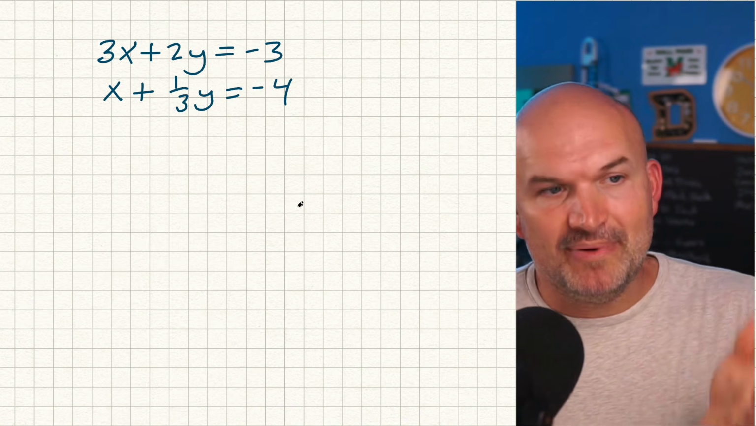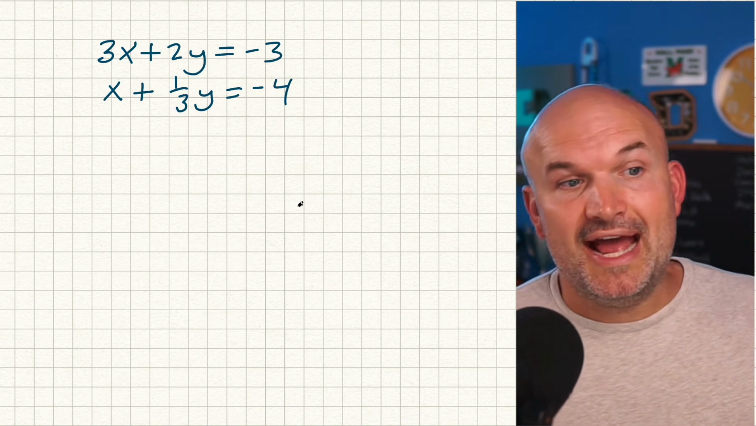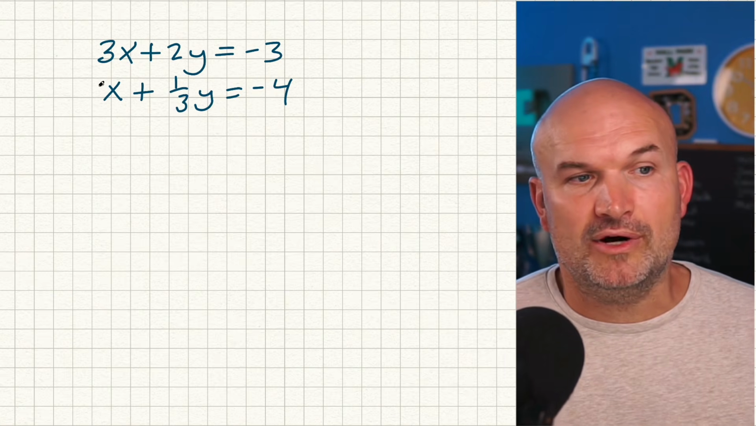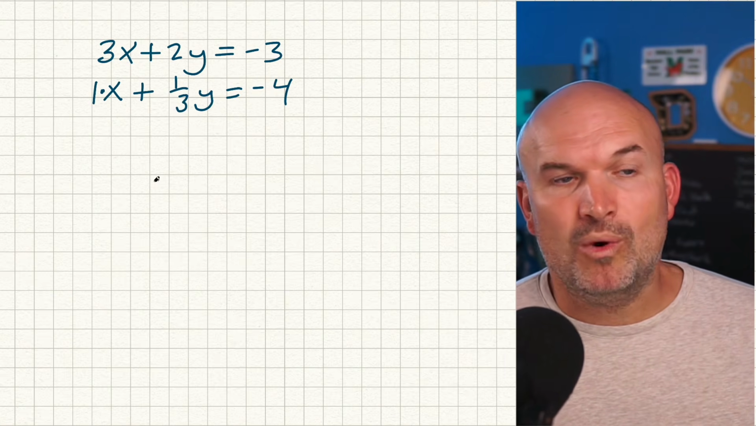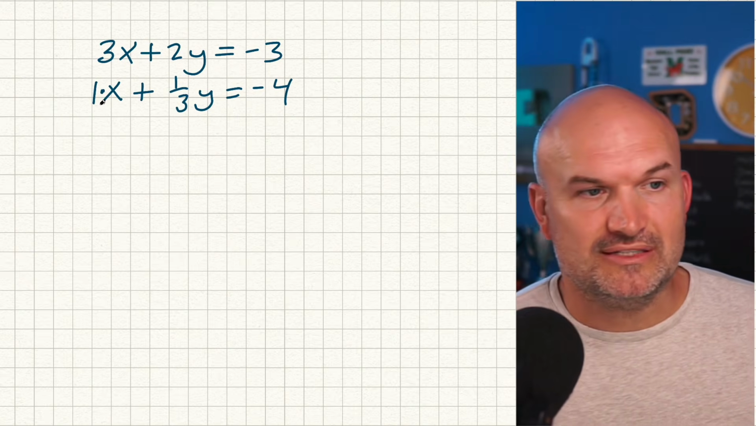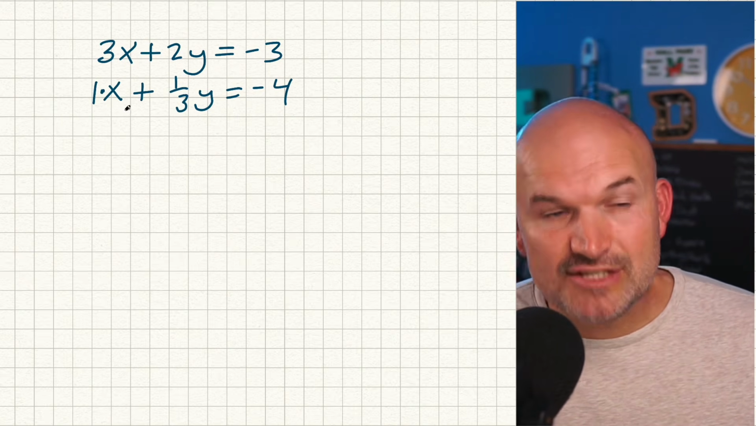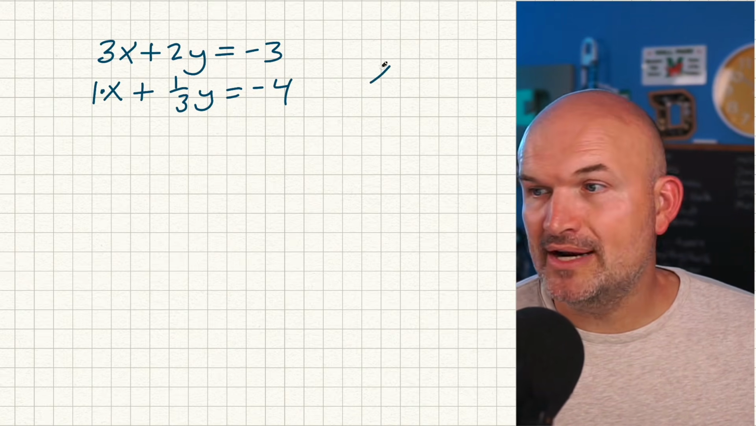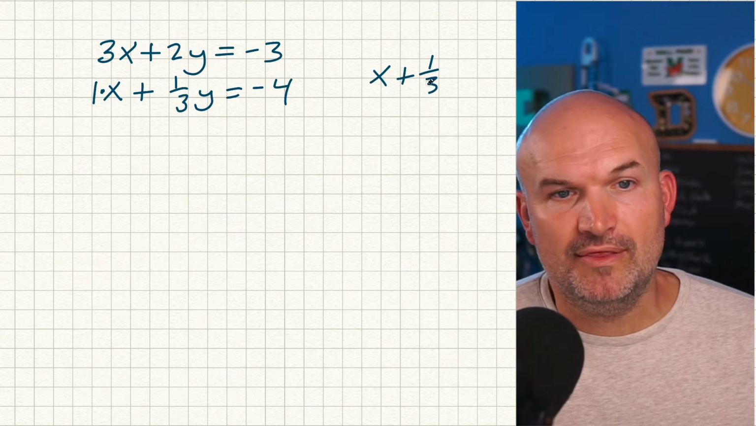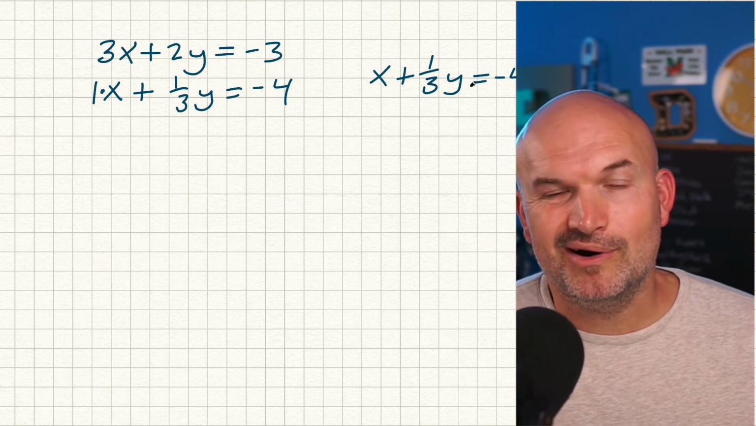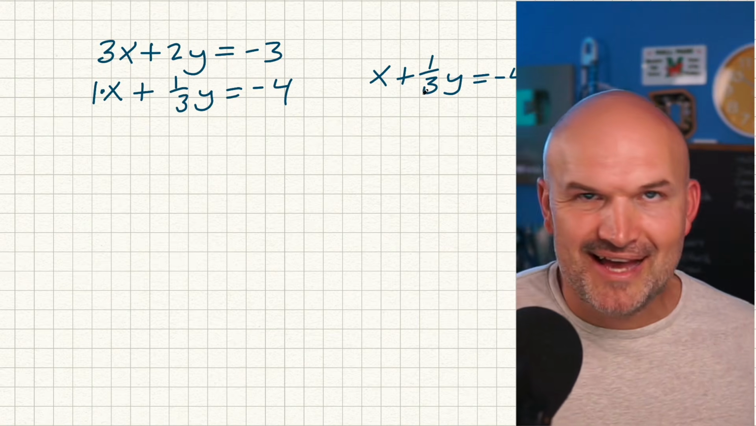But in this case, you can see the only variable that I have with a coefficient of 1 or -1 is this one right here. 1 times x, right? Because there's a 1 always in front. So therefore, this is what I'm going to solve for. So I'm just going to write it over here. So x plus a 1/3 y equals a -4. I know we got some fractions. I had to kind of have a little fun.